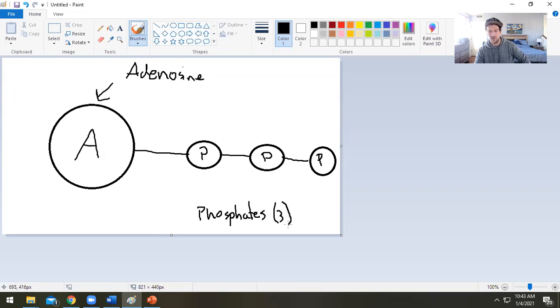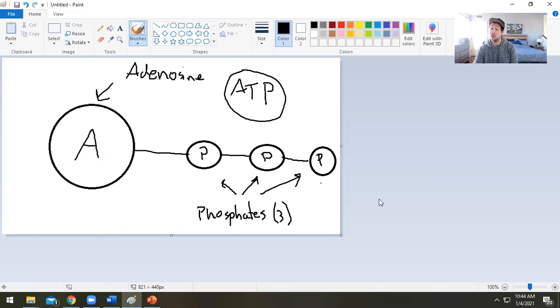And then, like I said, there's 3 of them. That's where you get the tri from, right? So ATP, or adenosine triphosphate, right? So that's what this little molecule is.